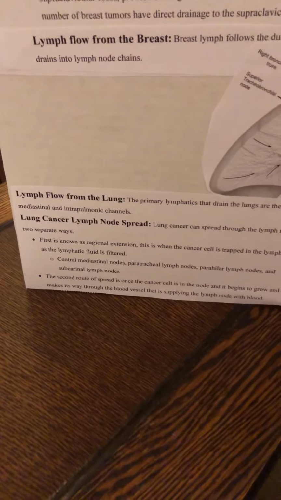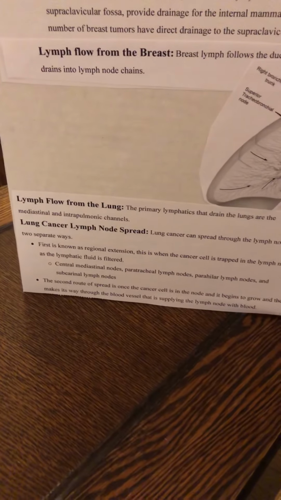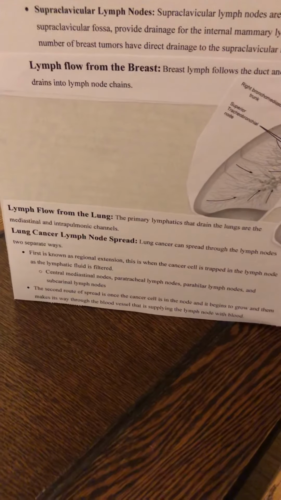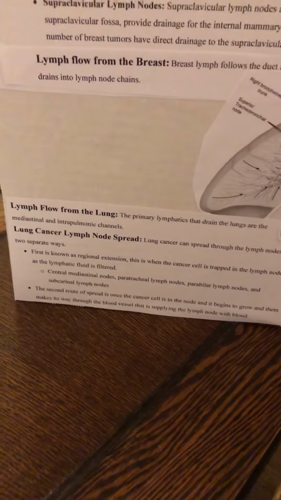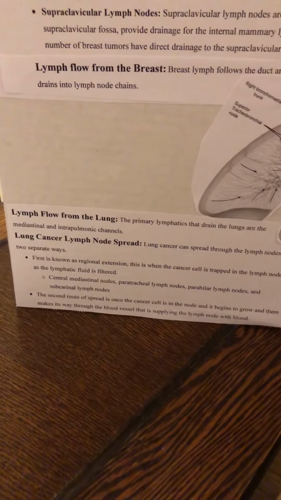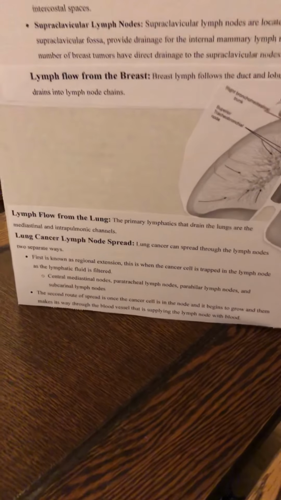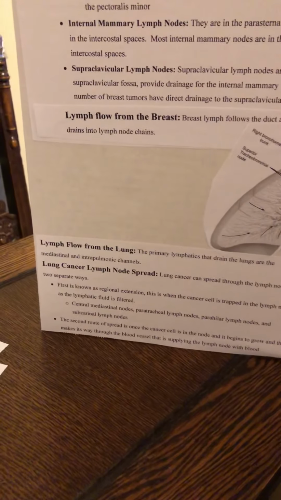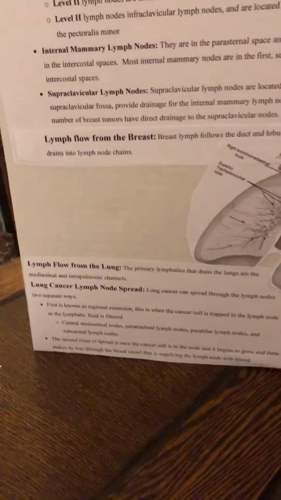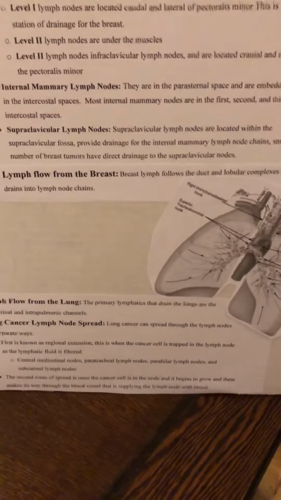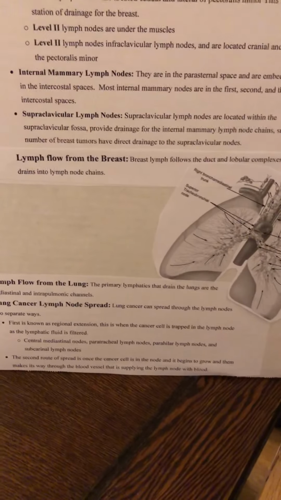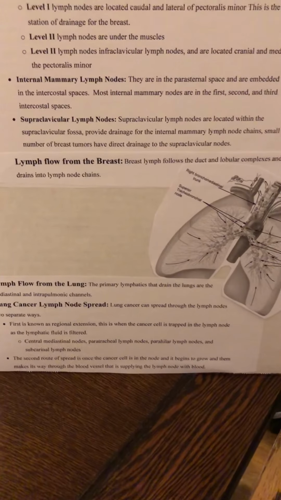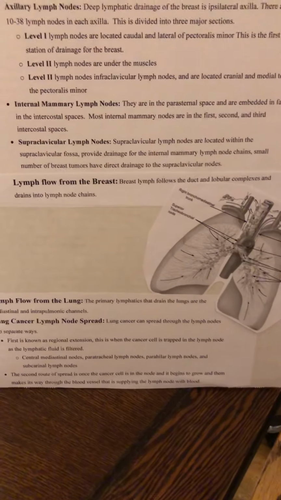The spread from node to node begins with the central mediastinal nodes, the paratracheal lymph nodes, the parahilar lymph nodes, and then the subcarinal lymph nodes. The second route of spread is once the cancer cell is in the node and it begins to grow, it makes its way through the blood vessels that are supporting the lymph node with blood. The primary lymphatics that drain the lungs are the mediastinal and the intrapulmonary channels. Now, because the lungs meet up with many different vessels and lymph channels at that intrapulmonary channel, they have the chance to spread.